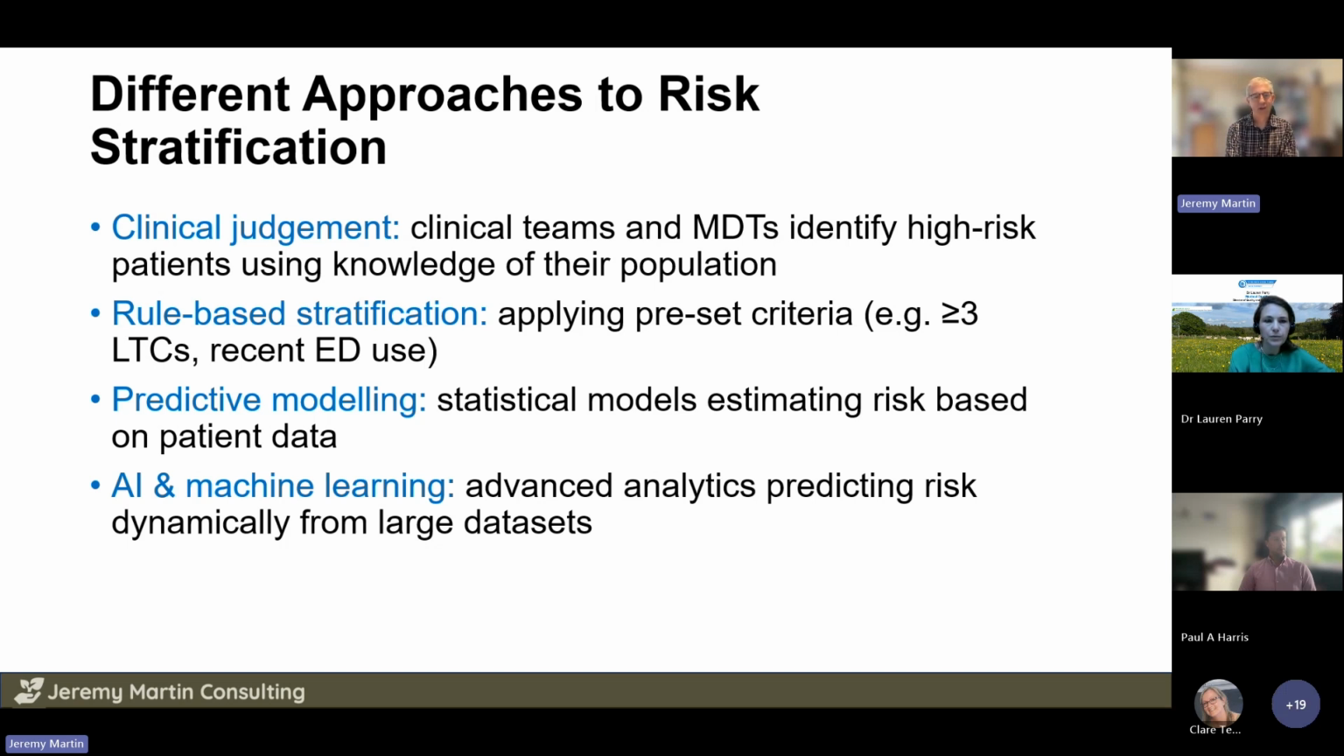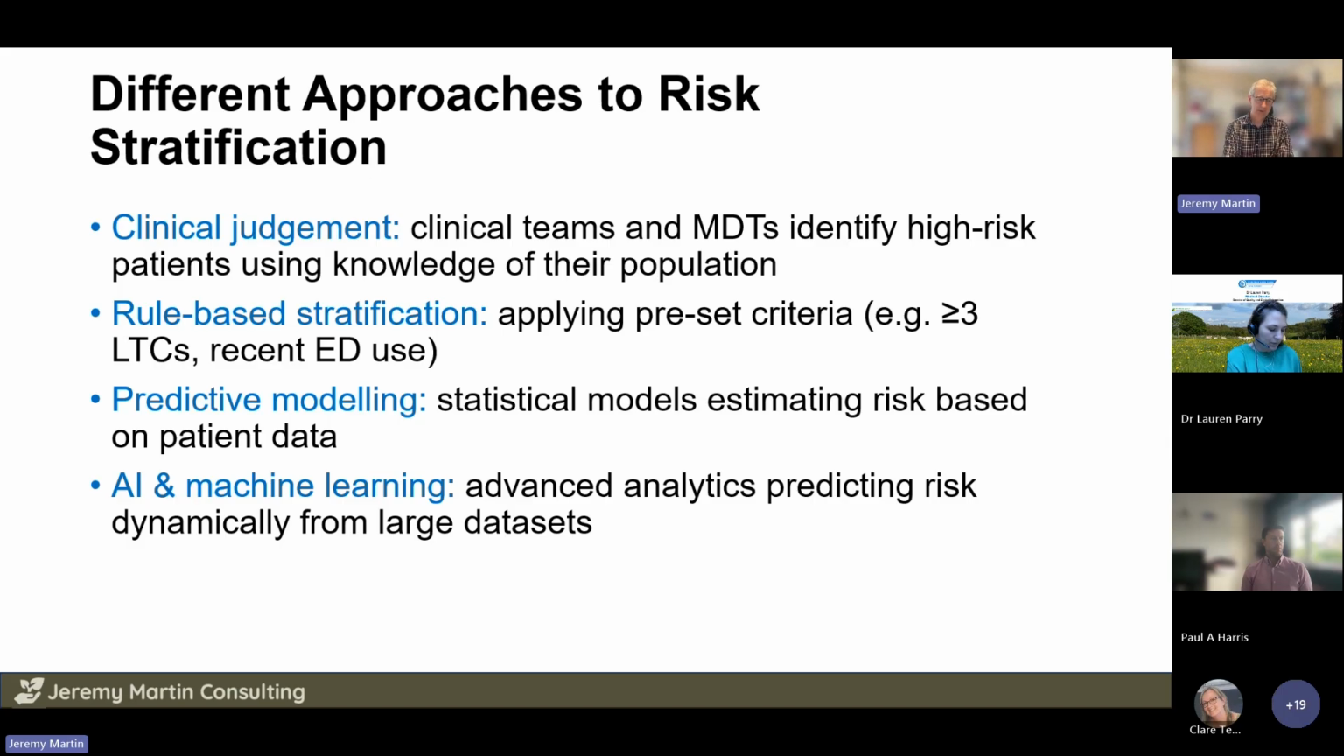So that's one. And then rule-based stratification is where you develop a set of criteria. So, for example, patients with more than 3 lung conditions who may be over 65, might have recently used ED more than twice, might be smokers, those kind of things, which you can then use to run searches in EMIS or System 1 or whatever to identify risks of patients. And the evidence suggests that those two models are not the most effective at identifying the right patients for making a difference to them. And then you move on to some of the more digitally driven solutions.